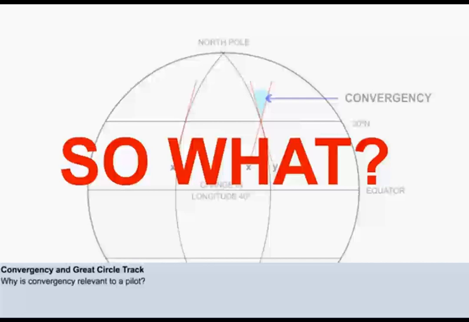However, it might not be immediately obvious why a pilot should wish to know what the convergency between two meridians at a particular latitude is. This might be fascinating stuff to a cartographer, but why is it relevant to practical flying?